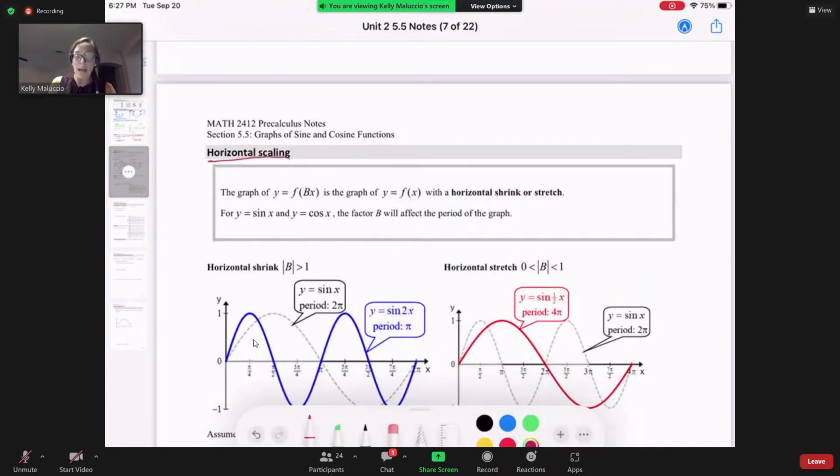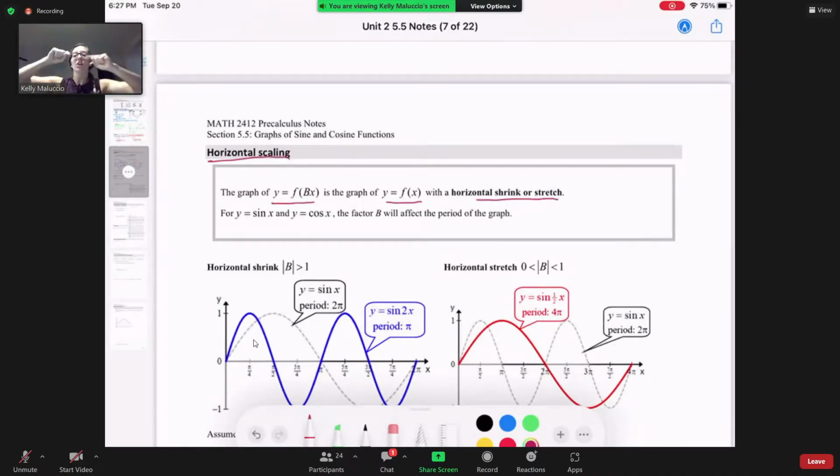And what happens here is we substitute, instead of sine of x, something like sine of 5x or sine of 1/2 x. So the graph of y equals sine bx, where we're calling this capital B some number, has a horizontal shrink or stretch. And what that horizontal means is, I mean, this way.